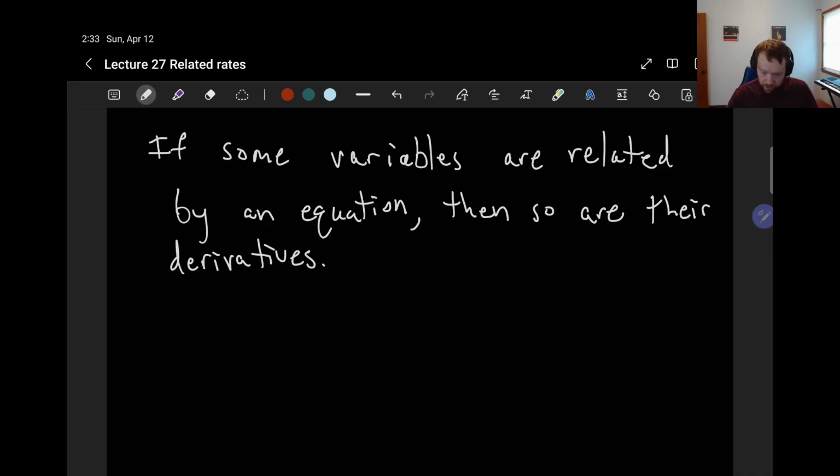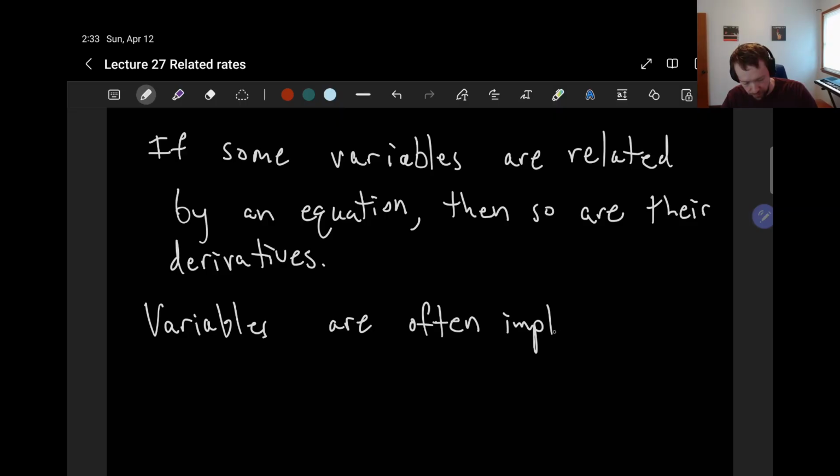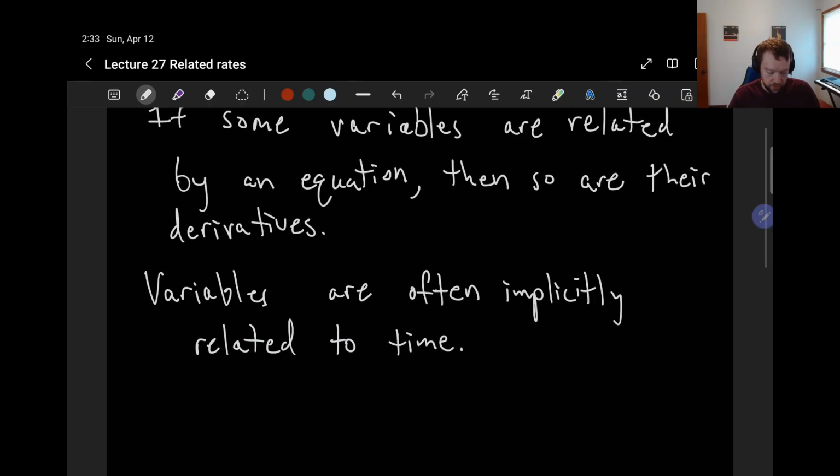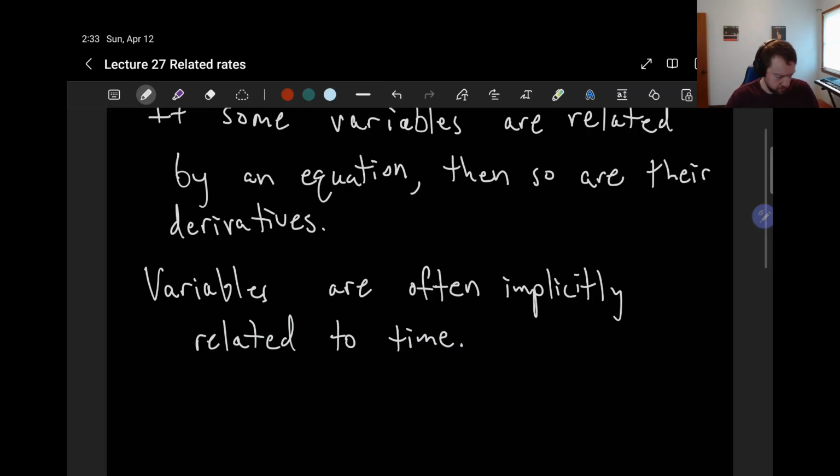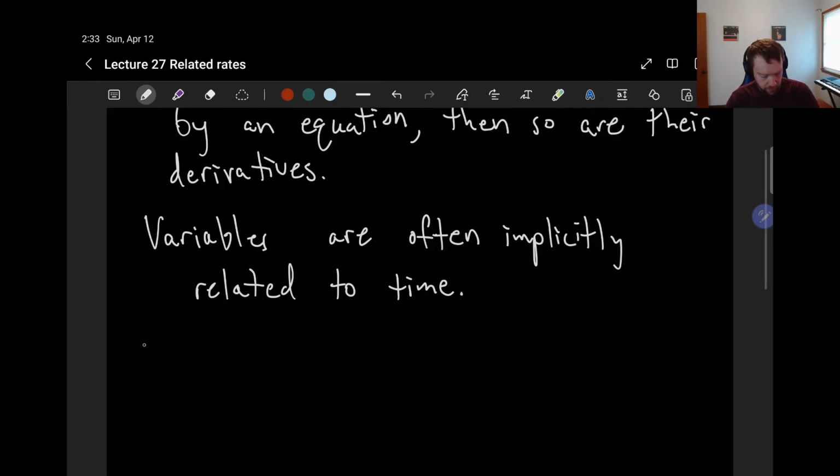And there's often a time component to this, t being the primary variable. So I'll say variables are often implicitly related to time. So t is going to be our big variable for today. And we'll have both x and y often, or maybe other letters, which depend on t.